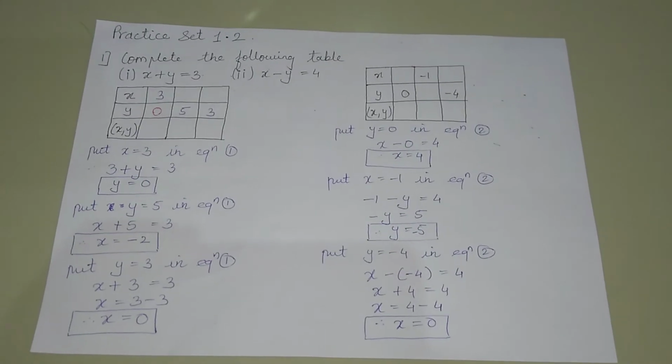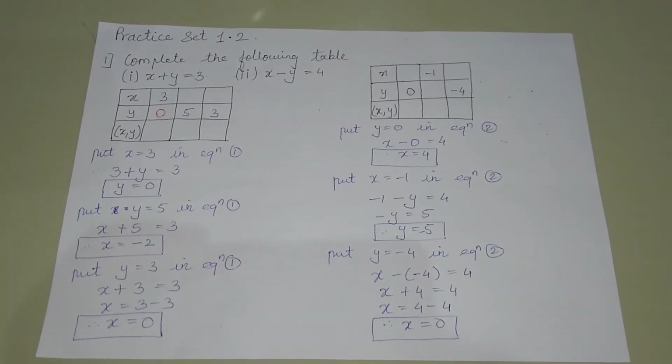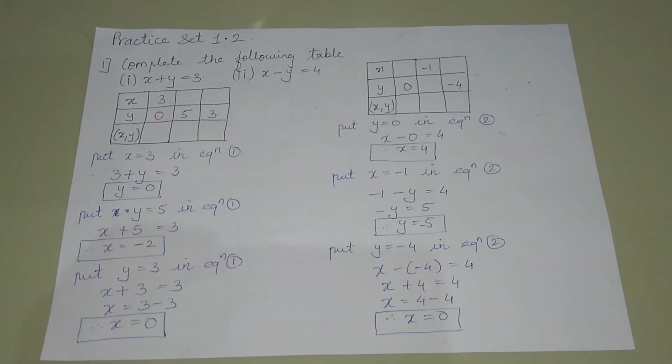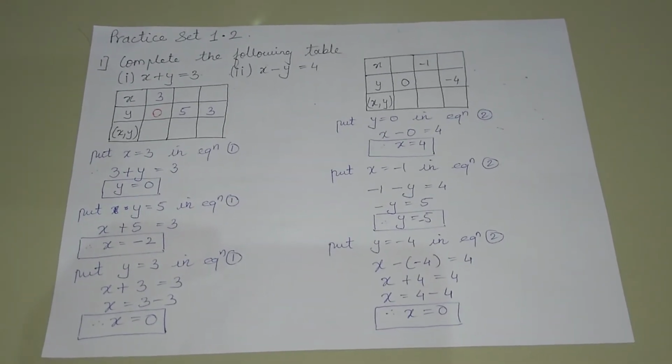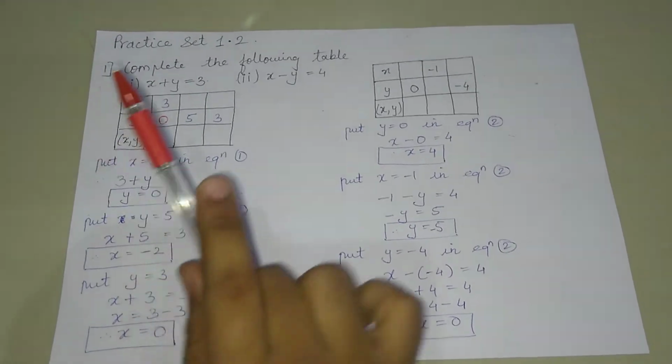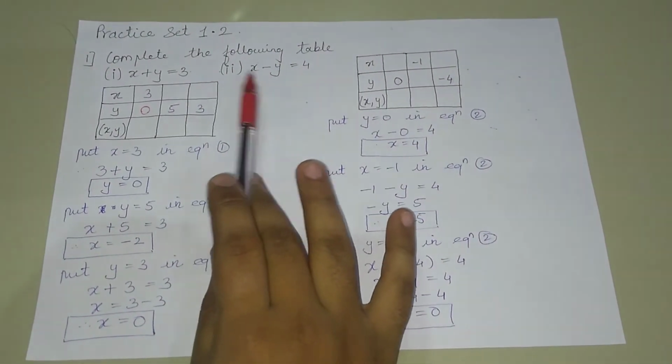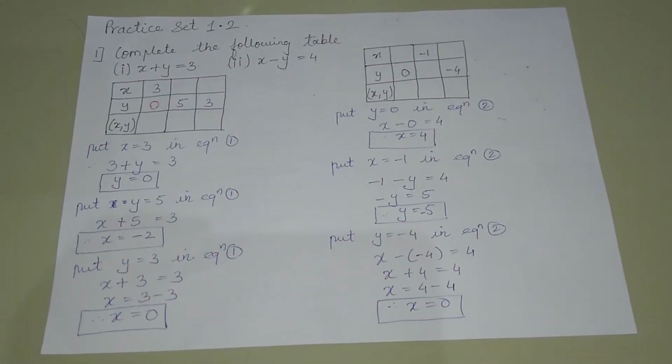Okay guys, I hope you have understood now how to find the ordered pairs. Now for more practice, we will quickly jump into practice set 1.2. So this is the first question over here: complete the following table. This is the first question of practice set 1.2.